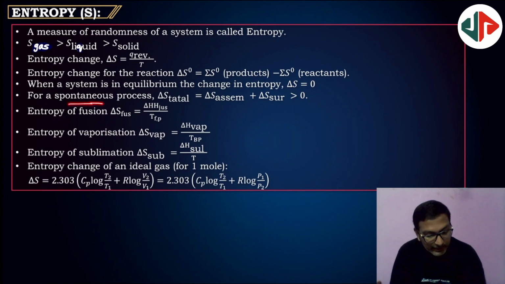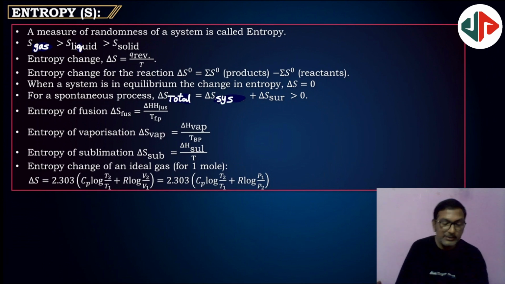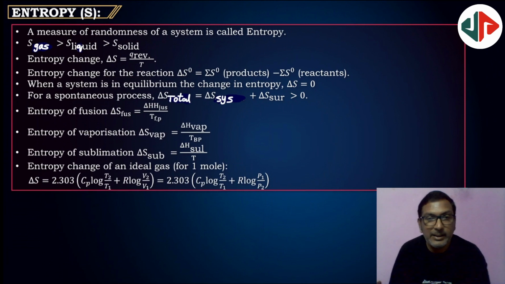Next, for a spontaneous process, delta S total equals delta S system plus delta S surroundings, greater than 0. That means the total entropy of the universe increases during a spontaneous process.